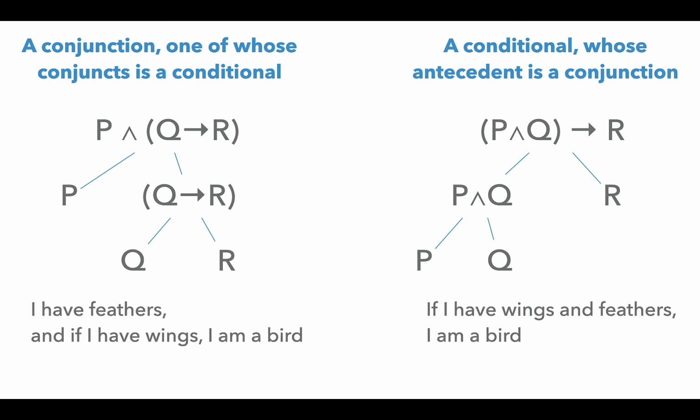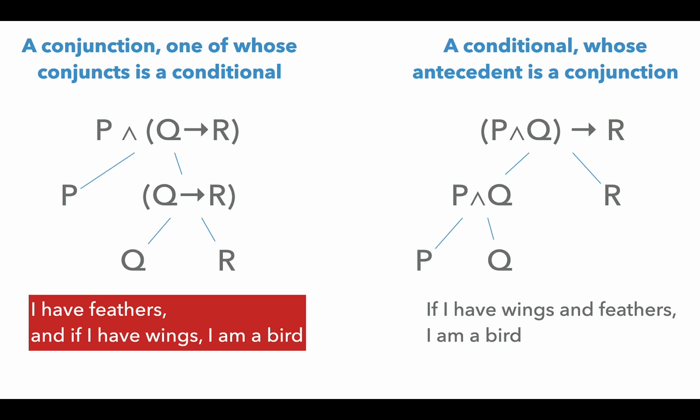And here's an example of this in English. So let's say P will be I have feathers, Q is I have wings, and R is I'm a bird. Then the conjunction says I have feathers, and if I have wings, I'm a bird. And the conditional, on the other hand, says if I have wings and feathers, then I'm a bird.